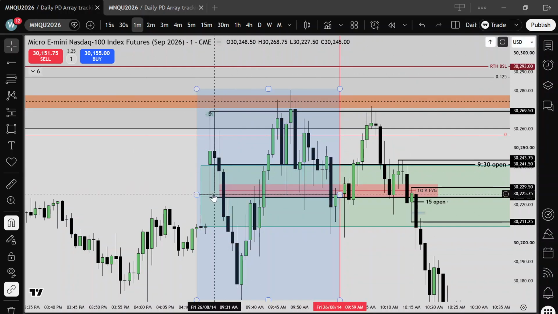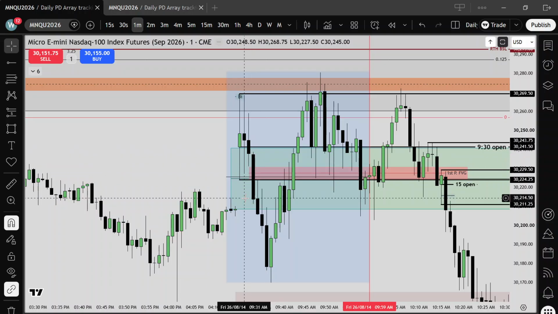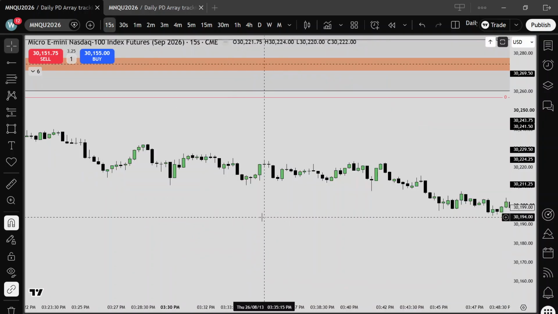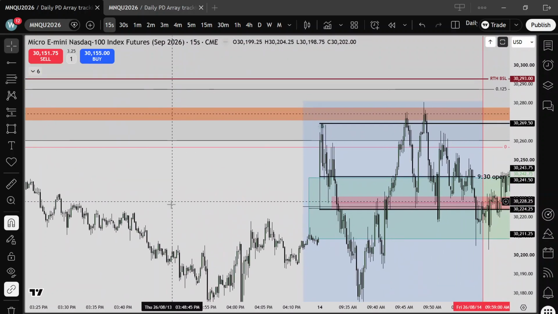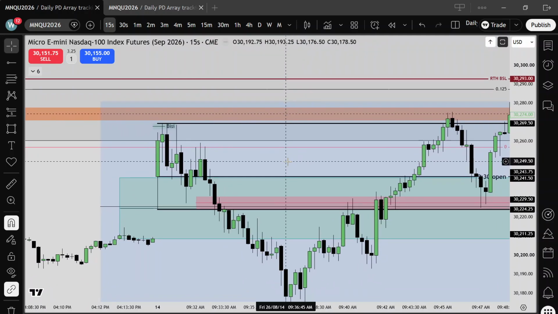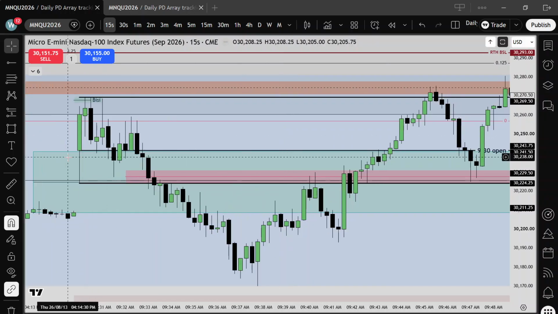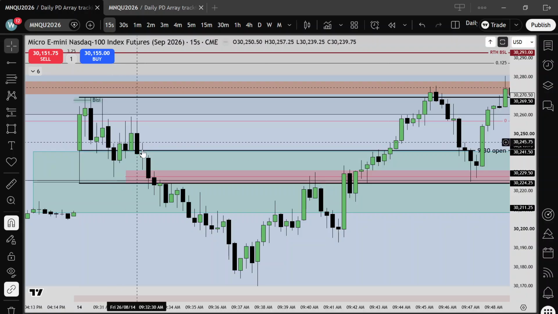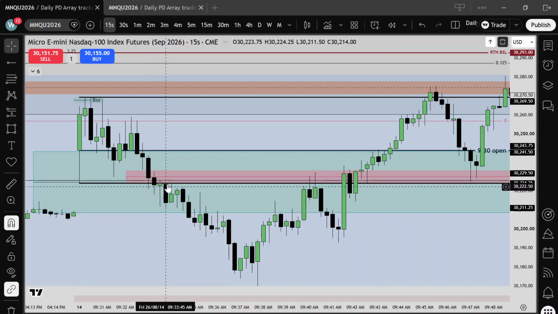So 1, 2, 3, 4. Let's say we wait for 4 candles to close. Okay? So let's go to the 15-second chart. That would be 4 candles closed, which is 16 15-second candles, right? 1, 2, 3, 4, 5, 6, 7, 8, 9, 10, 11, 12, 13, 14, 15, 16. We wait for 16 candles to close, and then we go, what should we do?